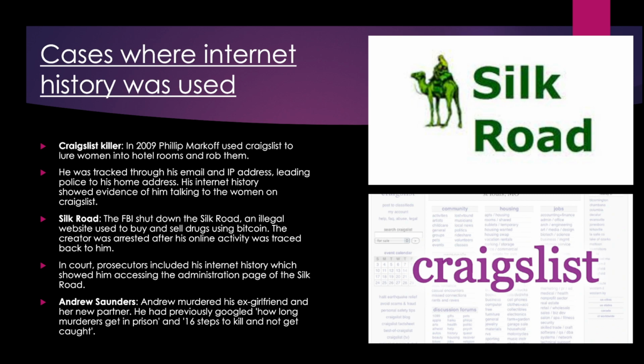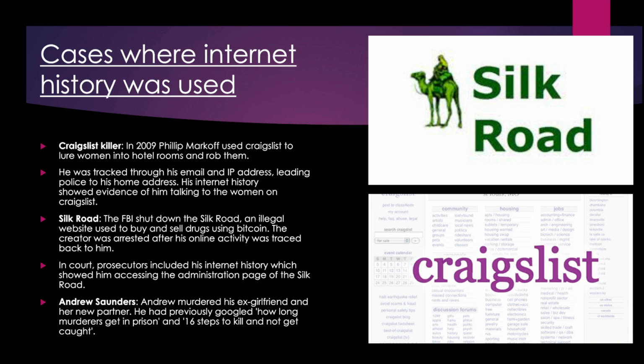In 2009, Philip Markov was called the Craigslist Killer after using the website to lure women into hotel rooms and rob them. The police were able to track him down through his email and IP address, which led them to his home address. They then checked his internet history to find that he'd been contacting the women on Craigslist.